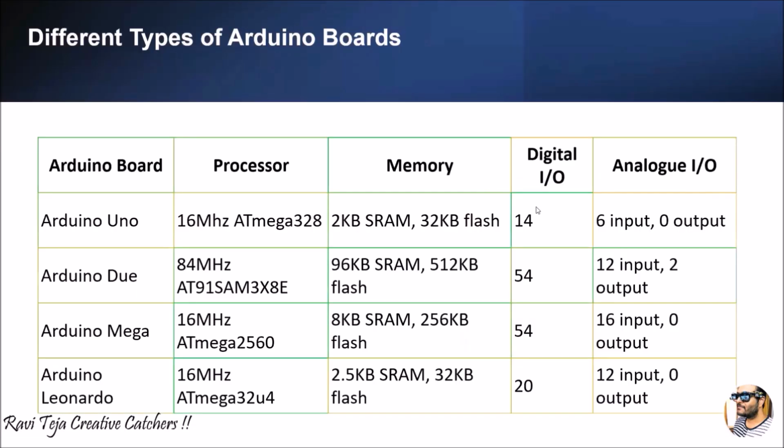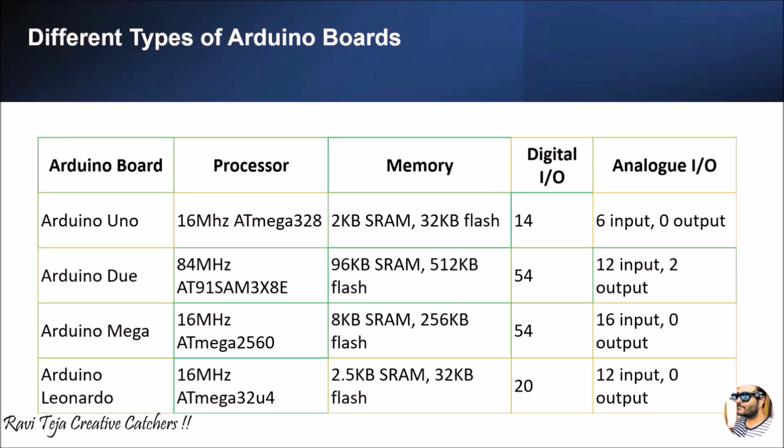So these are some of the different types of Arduino boards and their features. If you see, Arduino Uno comes with 16 megahertz, as well as a controller like Atmega 328. It has a memory of 2 KB of SRAM and 32 KB of flash. It will have 14 digital pins and 6 analog pins.